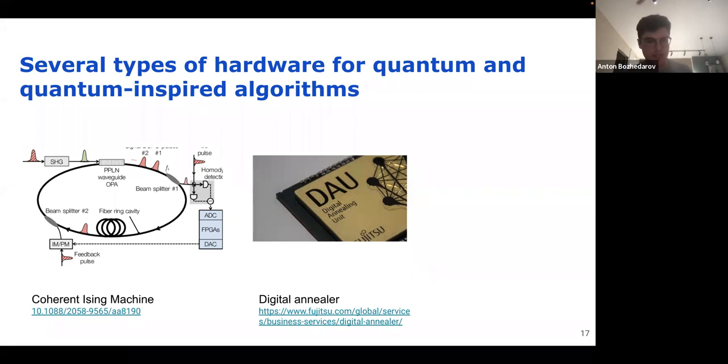Another type of device that is completely classical and doesn't use any optics or any unknown physics to store and process information is FPGA-based chips. They are produced by Fujitsu, for example, and they have built such a device to solve the Ising model for 10,000 digital spins. They used a specific architecture of this device to solve this problem more efficiently than a classical CPU or classical GPU.